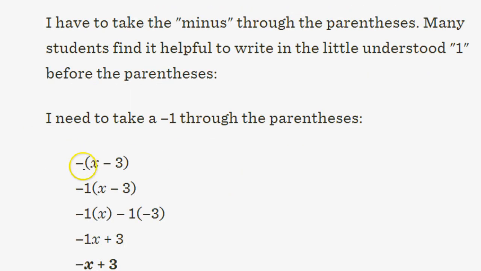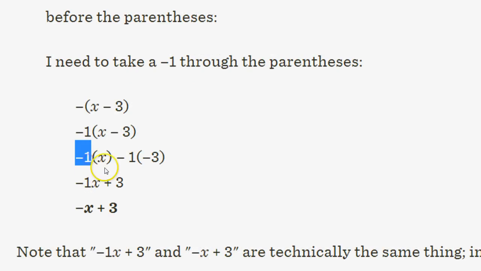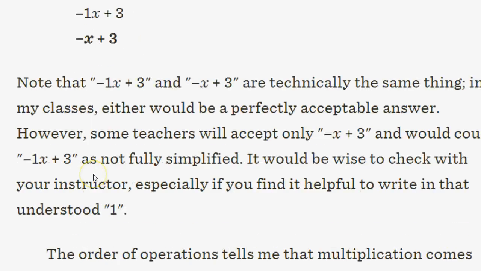Alright, now, if there's just a minus sign in front, that's technically just a negative 1. So when you have the minus sign in front, it's like you're distributing a negative 1. So it's negative 1 times x, negative 1 times negative 3, and becomes negative 1x plus 3 or negative x plus 3. They're both the same.